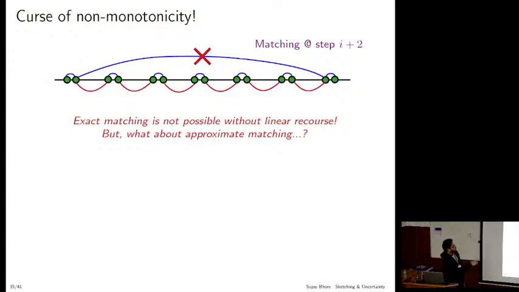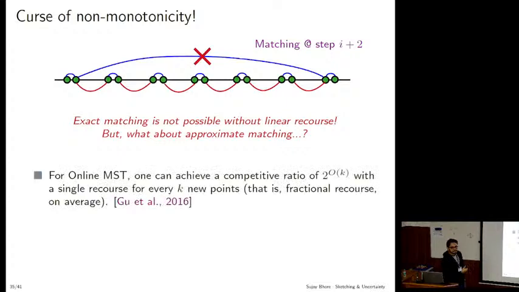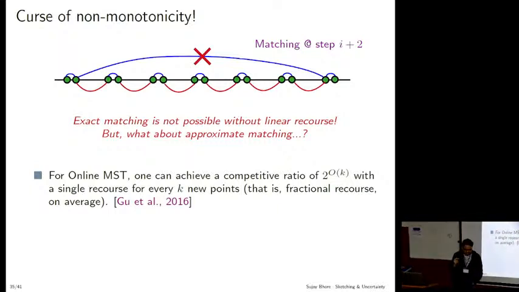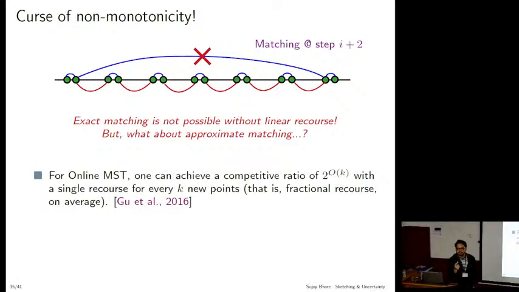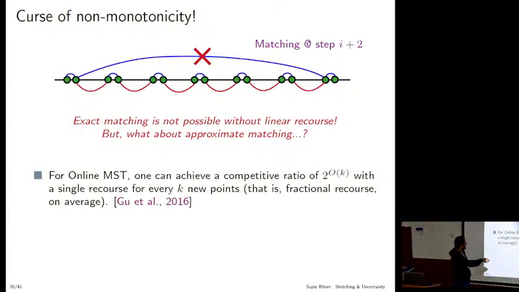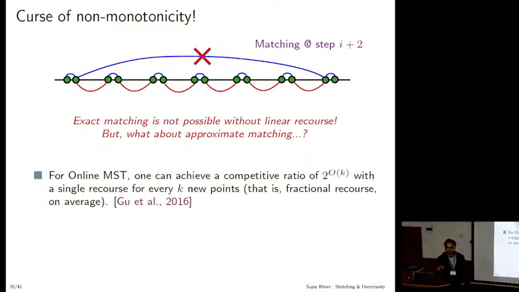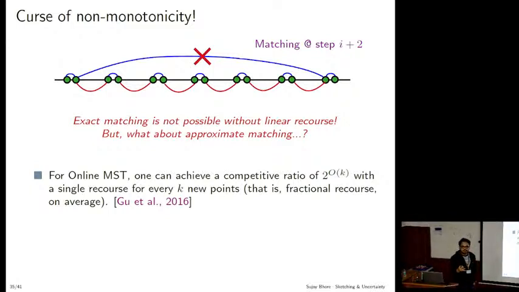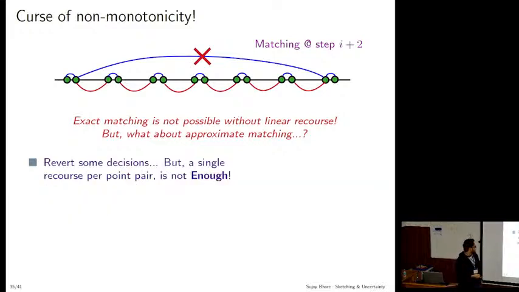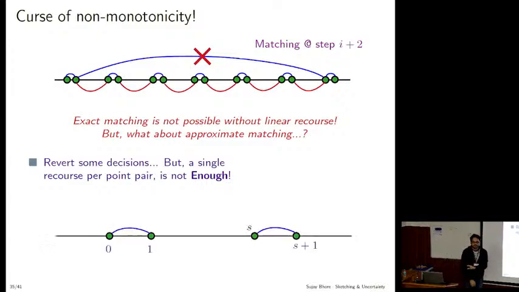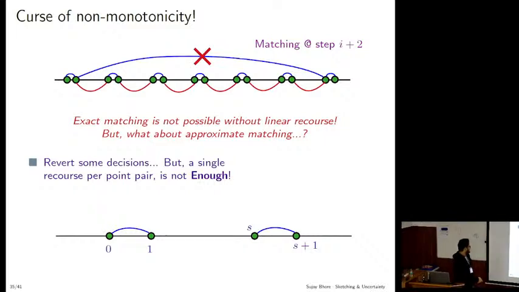But then one can say, can you maintain an approximate matching? And it is a valid question because in a breakthrough by Amit Kumar, Anupam Gupta, and Albert Gu, they showed that indeed this happens for Steiner tree or for spanning trees, for example. You can maintain a constant competitive solution with a single recourse for every k points, which you can think of as a fractional recourse. So one would be tempted to think, can I emulate this in matching? You can revert some decisions, let's say. But if you revert only one decision, this gives you nothing.